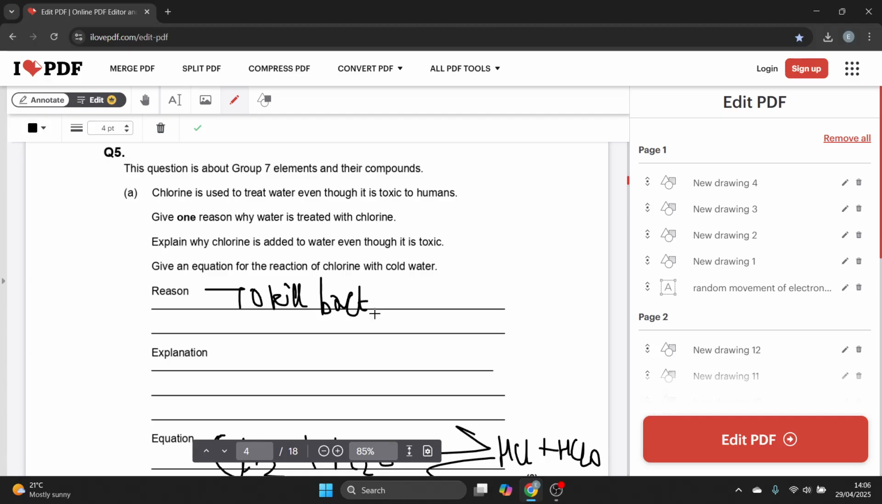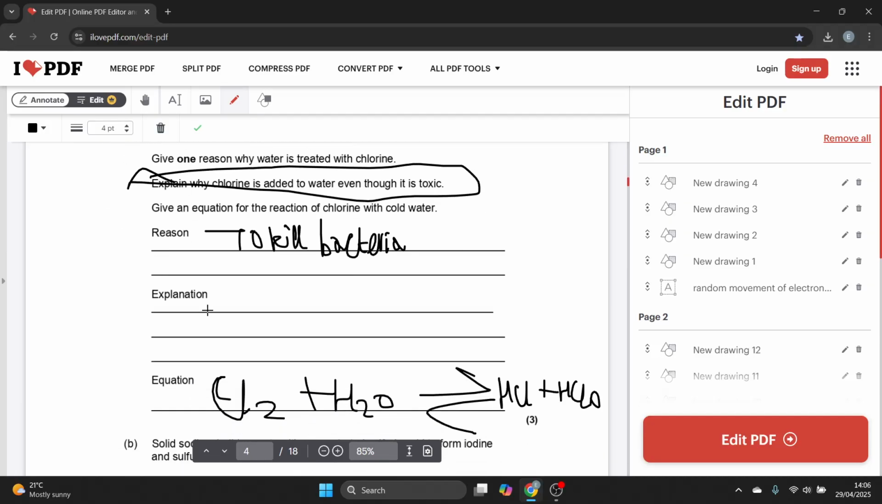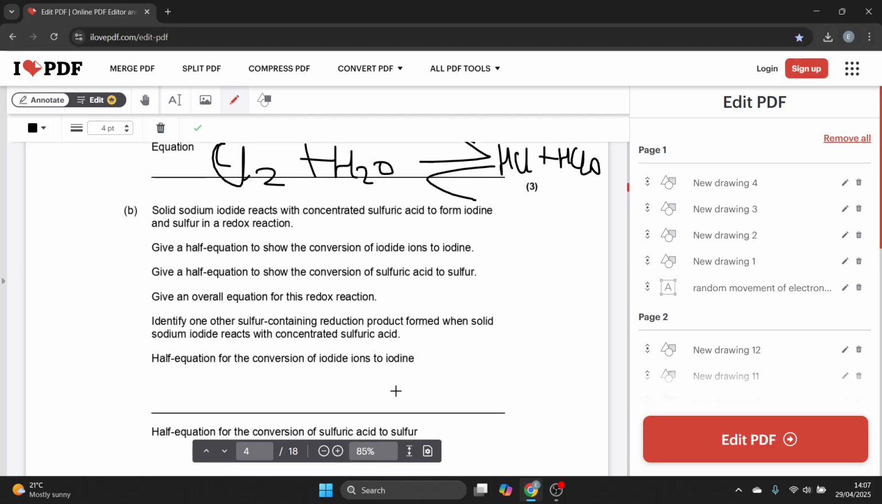A reservoir is treated with chlorine to kill bacteria. And then this one is a bit of a new kind of question, I guess. Why is it added even though it is toxic? Because it is only used in small quantities. So to kill bacteria, only small quantities, and then that's the equation you just have to memorize.